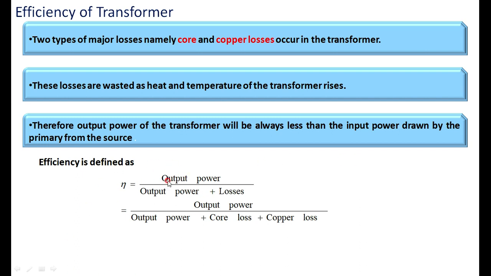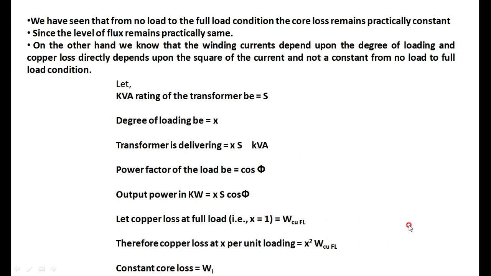Therefore, the efficiency can be expressed as output power divided by output power plus losses. Here there are two losses, that is why I am elaborating in this next expression. It is output power as it is, and the input power is output power plus the losses as two components, core loss and the copper loss. That is, efficiency is output divided by input, that is nothing but output power divided by output power plus core loss plus copper loss. Then we will look into how to calculate the efficiency of the transformer for different loading conditions.